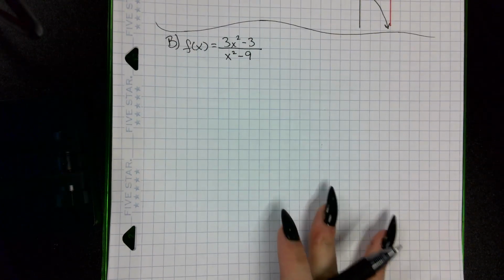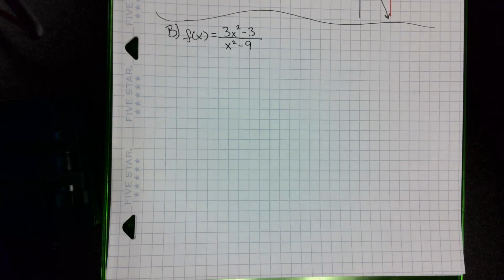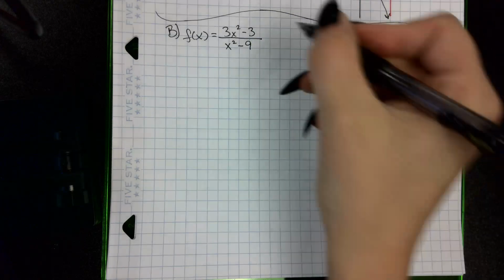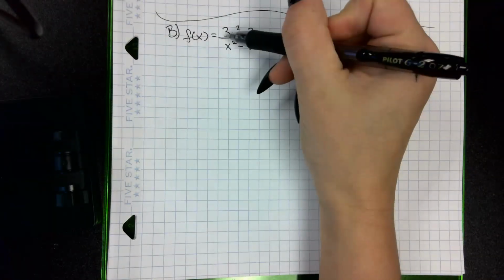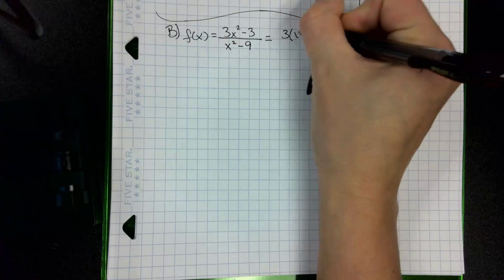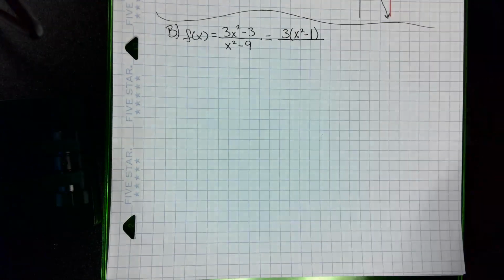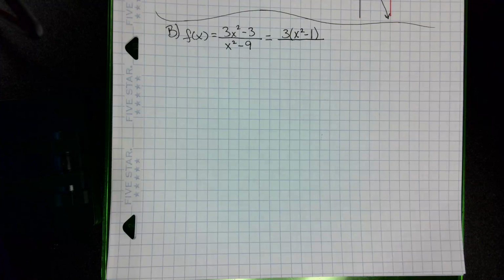All right, so this one, hopefully whenever you're looking at this function, it should be screaming at you to factor this, especially the 3, right? Greatest common factor. That should be painfully obvious that you have a 3 that you can bring out in the numerator. Then you would have x squared minus 1. And in the denominator, you have x squared minus 9.